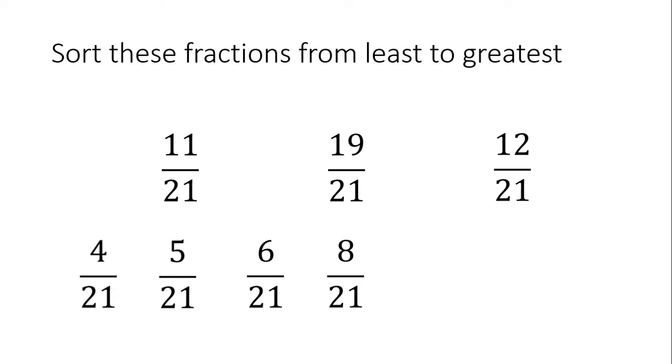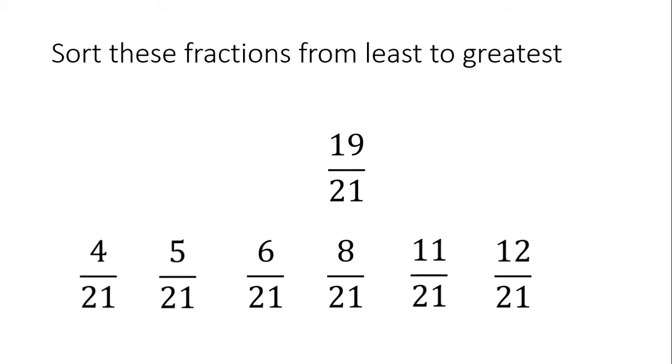Time to look at the two-digit numerators. I think 11 is the lowest two-digit numerator, so there we go. Followed by 12. And finally 19. So if you got that right, give yourself a pat on the back.